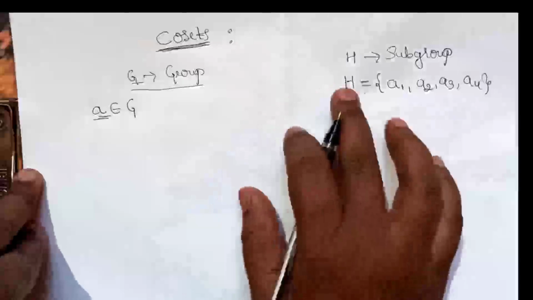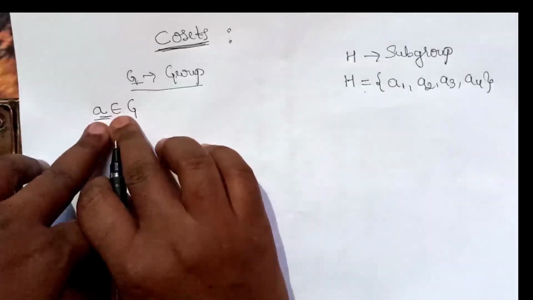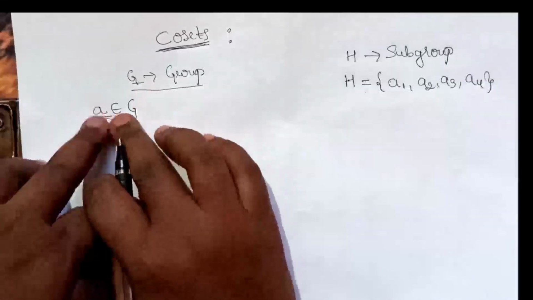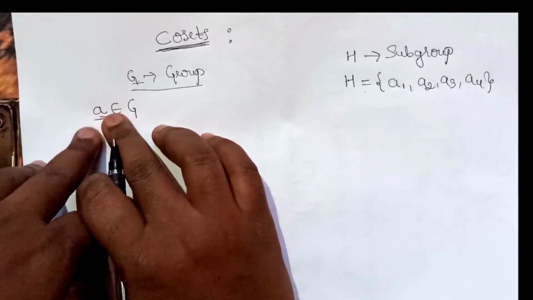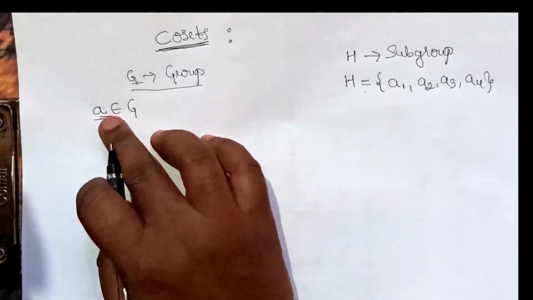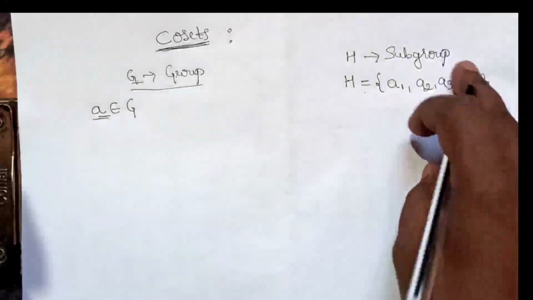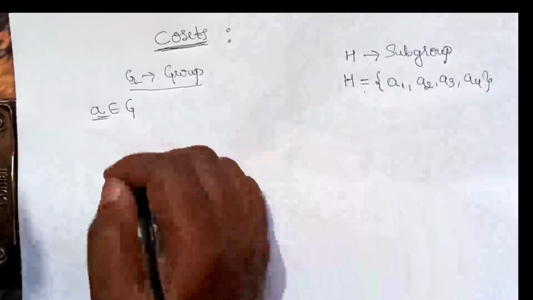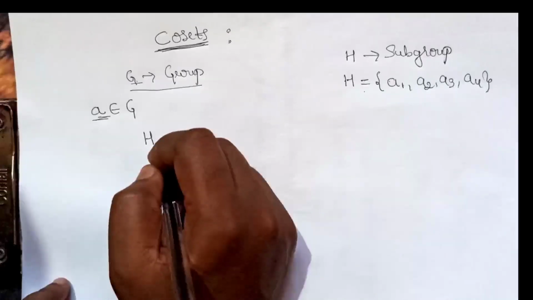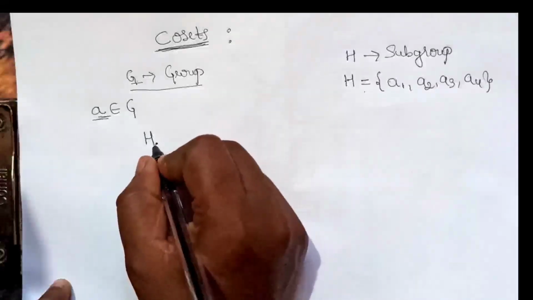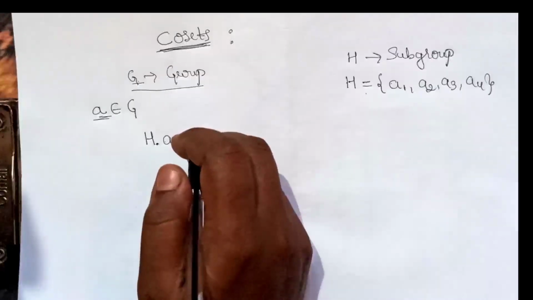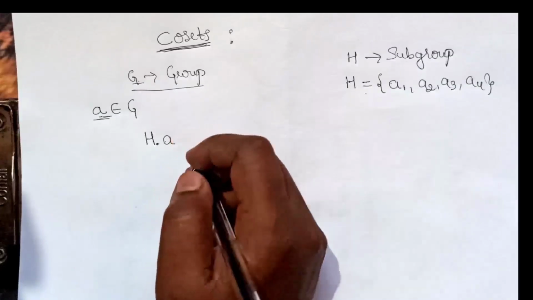Now we have to form the coset by using an element a which belongs to the group G. What we have to do is multiply, or add, so we have to operate this element a with all the elements of the subgroup. Because usually we use multiplication as the operation, I will represent it as H dot a. What happens if it is addition, we shall see later.